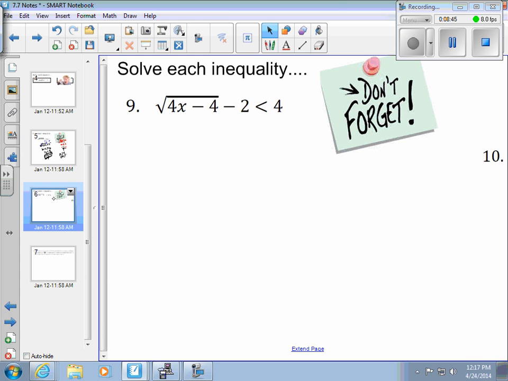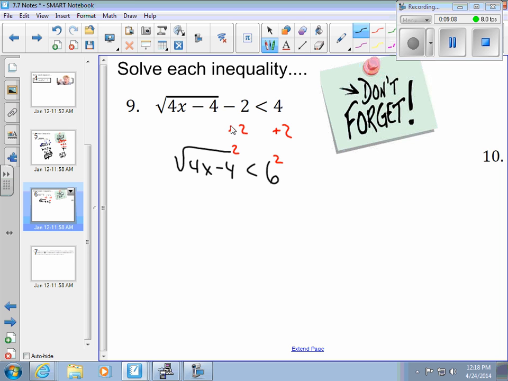All right, let's try one more, and then you guys try one. On number 9, kind of the same deal. We want to solve this one. So let's see what we get. Add 2. All right, so here's what we got now. Less than 6. We need to undo our square root now, because we can't touch anything underneath that square root, so we undo it. Square both sides. And I got 4x minus 4 equals 6 squared, which is 36. Add 4 to both sides. Divide by 4. Looks like x has to be less than 10.